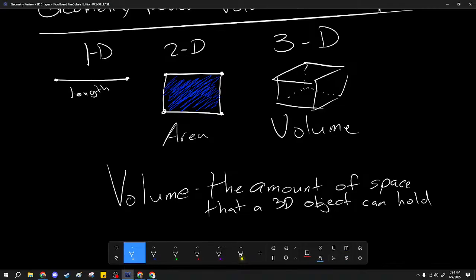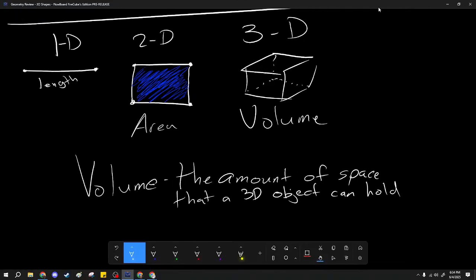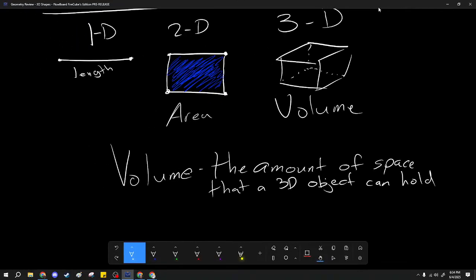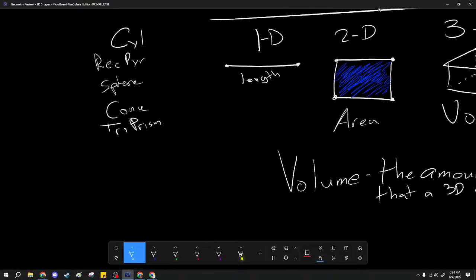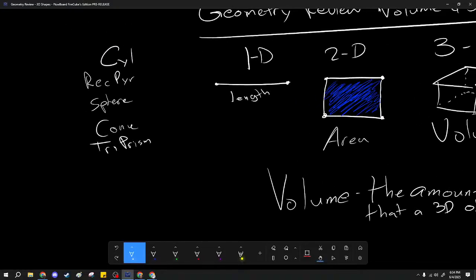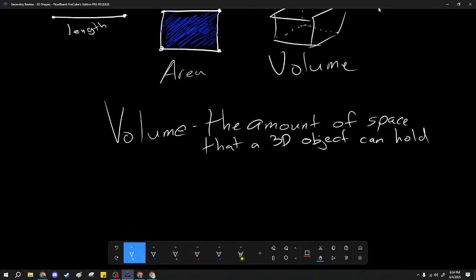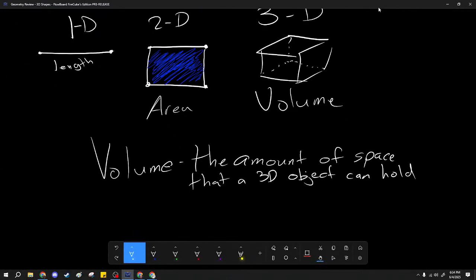We're going to focus on only a few different shapes because the tests that my students are going to have only go over a few shapes, and this is review, so we don't really need to delve into everything. We're going to go over cylinders, rectangular pyramids, spheres, cones, and triangular prisms. We will do that here in a second.